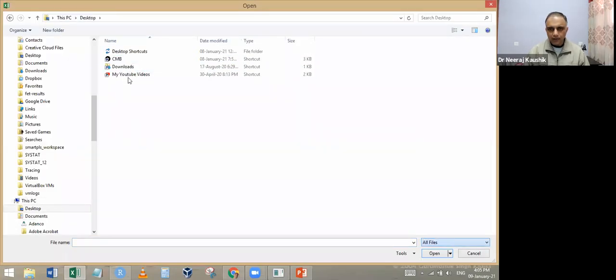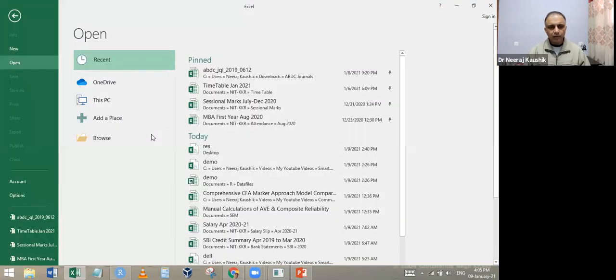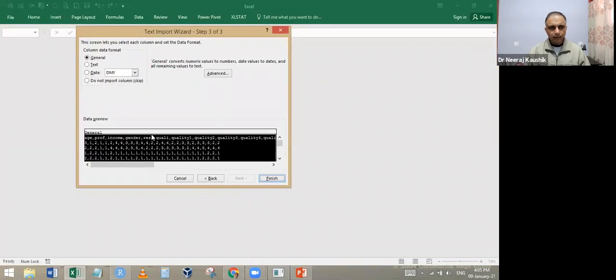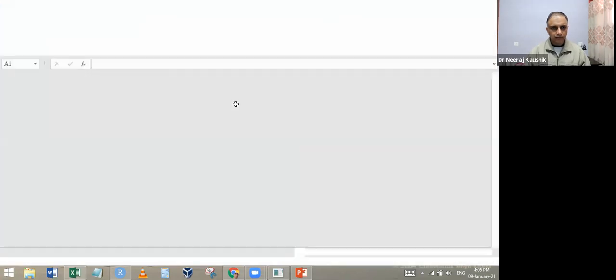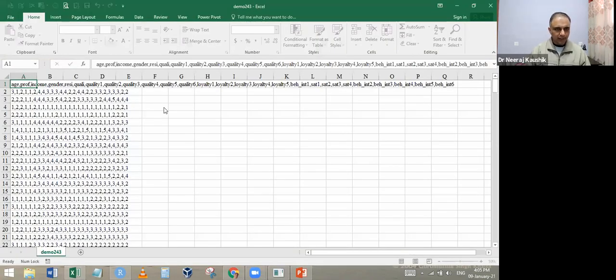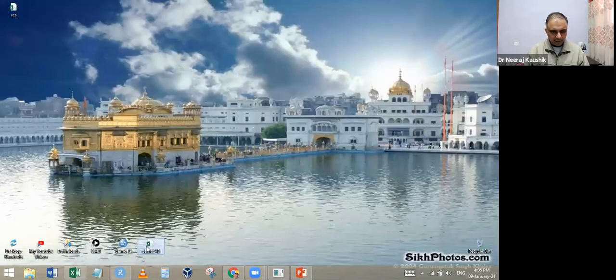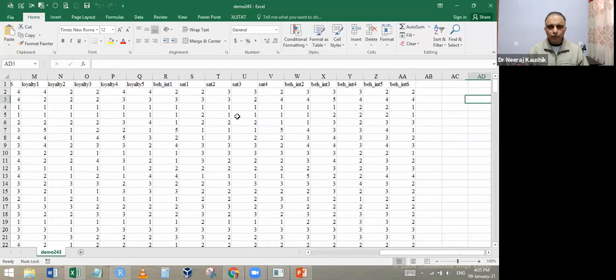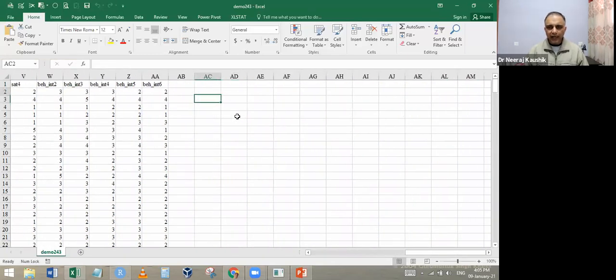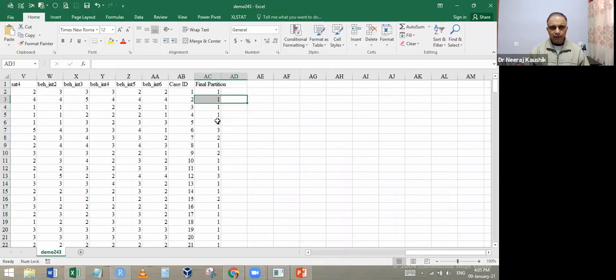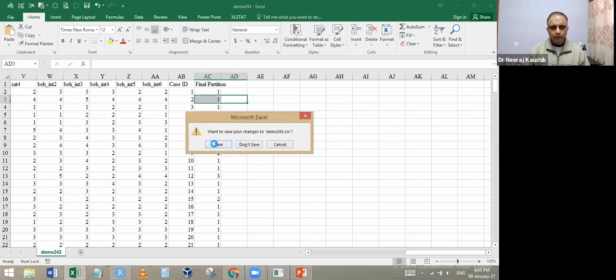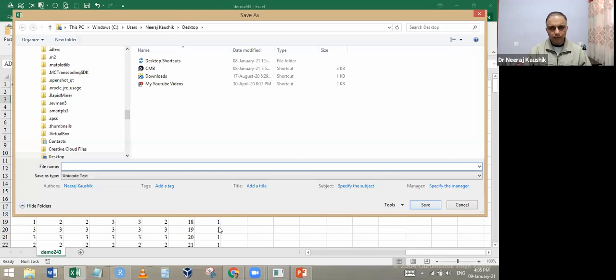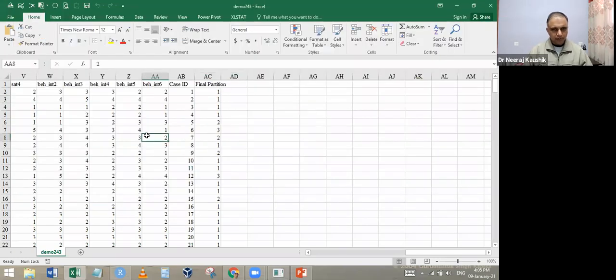Not all files. It's a CSV file. Data 243. Will it open? Oh, it's not opening. So it might open by double click. Right. So now what will we do? We'll come to the end of this, and here at the end, I will paste. So this is done. Now I have, for every person, which cluster they will go in. Okay, save it and close it.